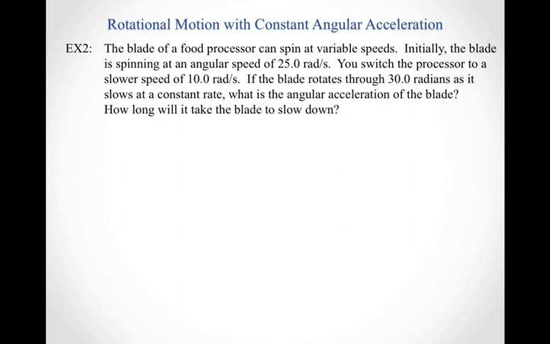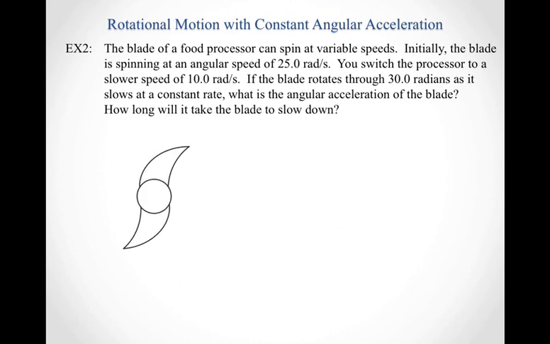What we're told is we've got a food processor whose blade can spin at variable speeds. Initially the blade's spinning with an angular speed of 25 radians per second. We switch the processor to a slower speed of 10 radians per second. If the blade rotates through 30 radians as it slows at a constant rate, what's the angular acceleration of the blade? How long will it take the blade to slow down?